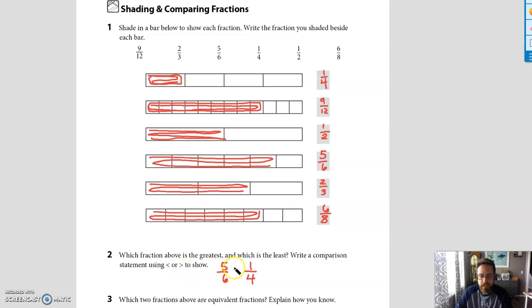Well, 5/6, remember the alligator's mouth is hungry and it always wants to eat more. So if you think of this as an alligator's mouth with a little teeth here, 5/6 is greater than 1/4. It always wants the most to eat.